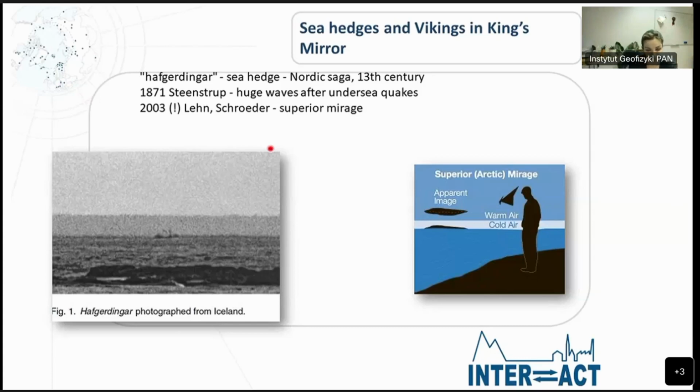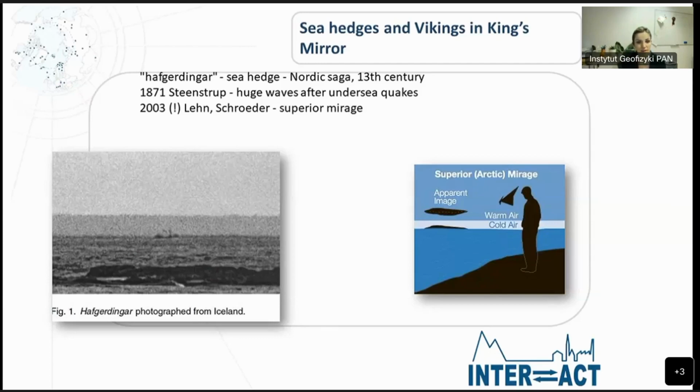And this is a photo of probably Havgerdingar. It's not very modern, but it proves it is real. But what was the phenomenon? For a very long time, it was explained as huge waves, caused by undersea earthquakes, a sort of tsunami wave. This was the official interpretation still in the late 19th century.